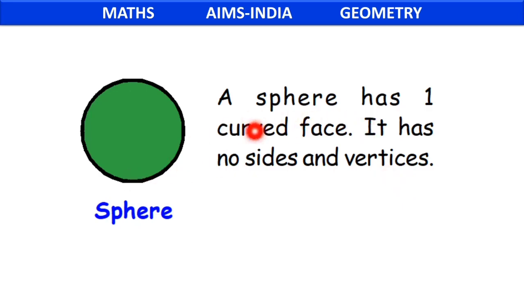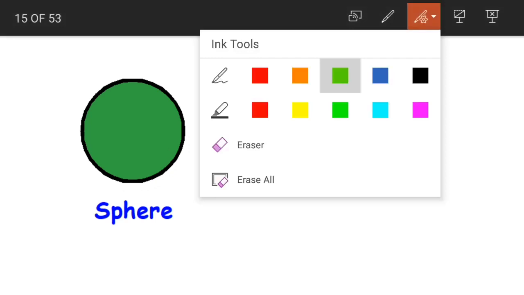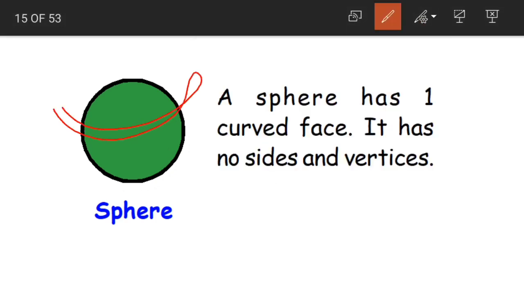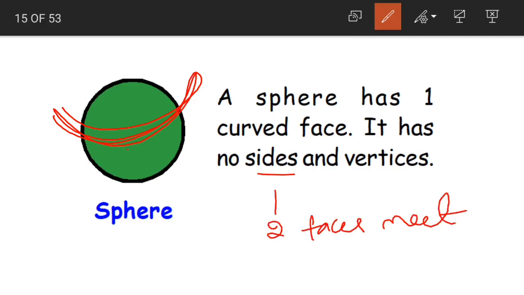Sphere. A sphere has one curved face. It has no sides and no vertices. See children, it has only one curved face. This is the curved face that our sphere has. Now for side, again, side is where two faces meet. Our sphere is having only one face.